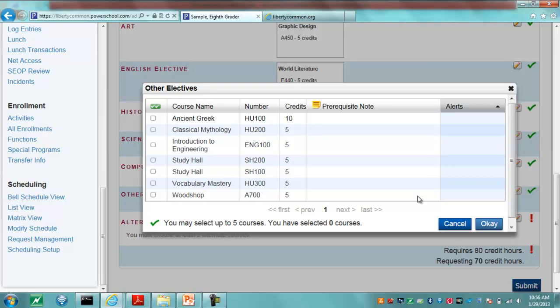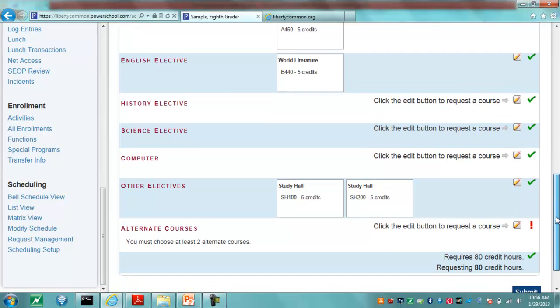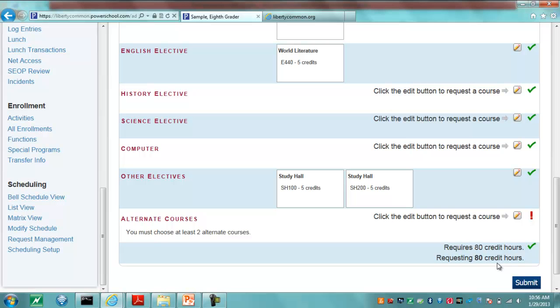You'll also notice that Study Hall is in here. If you're planning to have a study hall during both semesters of your 9th grade year, then you would need to select both of these study halls. The SH 100 is a first semester study hall, 200 is a second semester study hall. It is very helpful to have a study hall in 9th grade as you're getting used to the high school rigor, and so I would certainly recommend that unless you just don't have that option based on the courses you need to take. So at this point, I've got 80 credits now on my schedule.